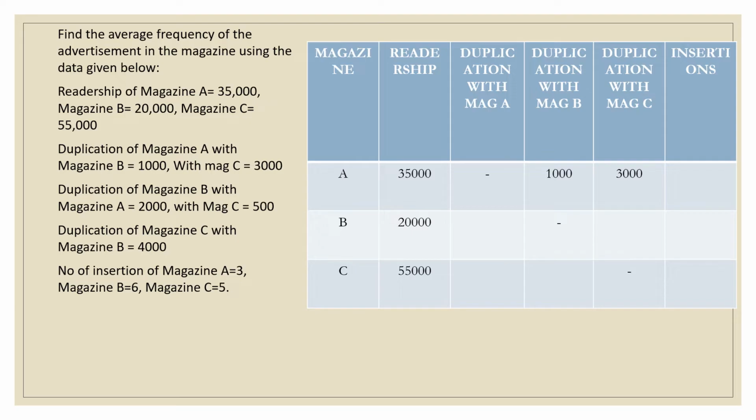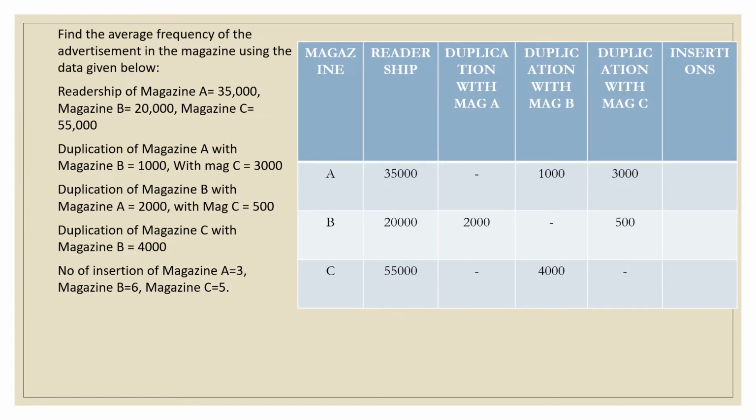Now we'll fill in the details. We see in our question, magazine A with magazine B is 1,000 and magazine A with magazine C is 3,000. So we put the data in the correct place so we can see it clearly. Duplication of magazine B with magazine A is 2,000. So we put it in the right column. B with B does not happen. And then with C is 500. So we've entered that. Duplication of magazine C with magazine B is 4,000. So we've entered that too.